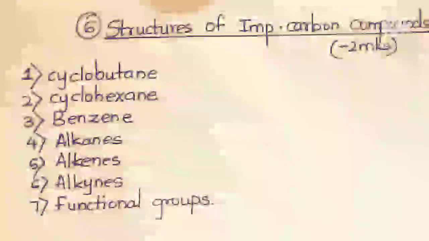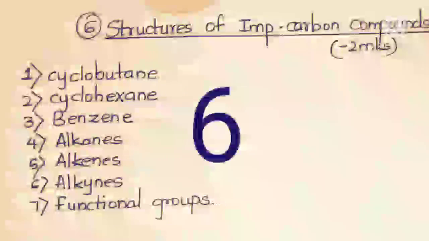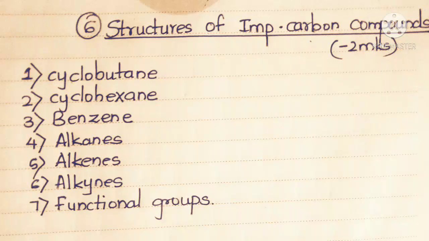And then the sixth question, which is important: they may ask you the structure of important carbon compounds, and it will be of 2 marks. You have to know how to draw the structure of cyclobutane, cyclohexane, benzene, alkanes, alkenes, alkynes, and some functional groups. You cannot mess it up. You have to draw it at once.